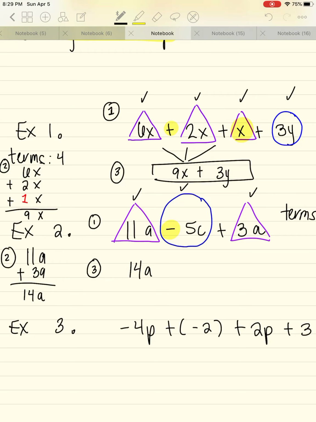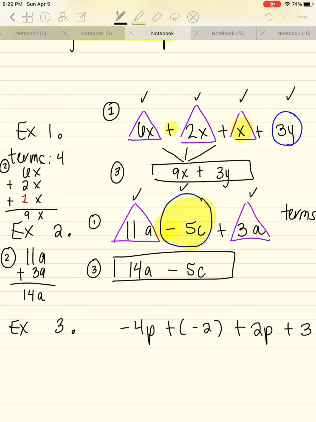That is why I circled the whole thing, so that I wouldn't forget a subtraction sign. So now this is 14a minus 5c. And this is my final answer. I don't do anything to those two numbers. I cannot combine them. I cannot solve them. I don't know what a equals. I don't know what c equals.